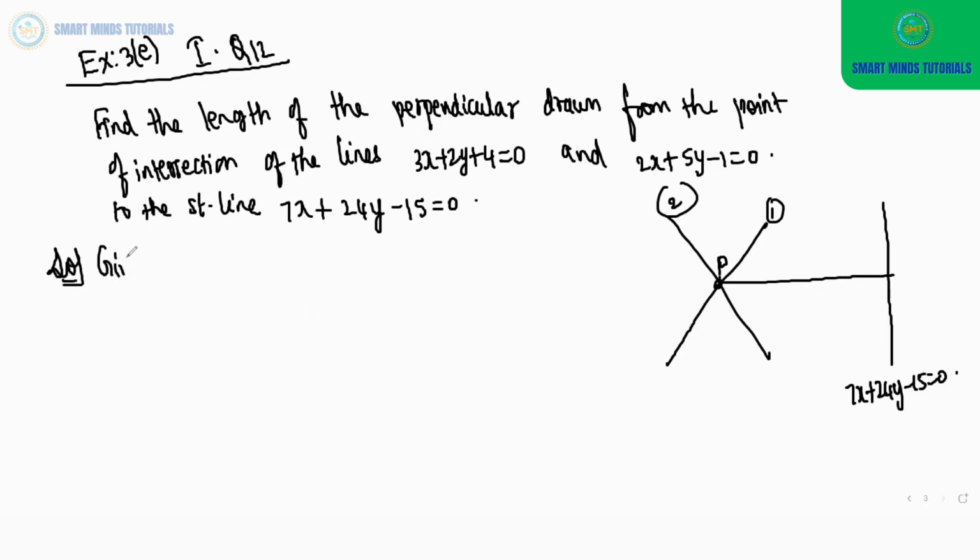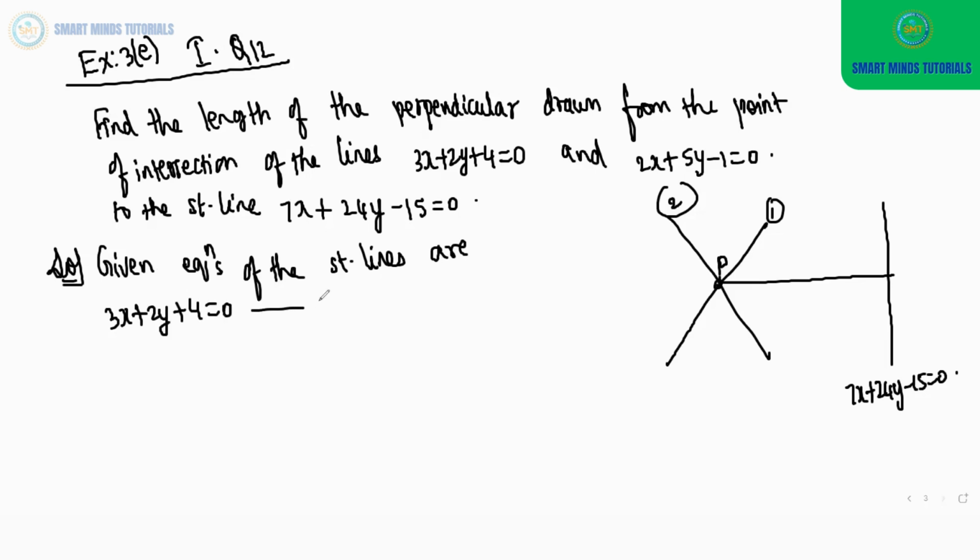Now we write the given equations. Given equations of the straight lines are 3x plus 2y plus 4 is equal to 0, equation number 1. 2x plus 5y minus 1 is equal to 0, equation number 2. To find this point, we need to solve these two equations. As we can see from the figure, P is the point of intersection of 1 and 2. So solving 1 and 2 using the cross multiplication method.